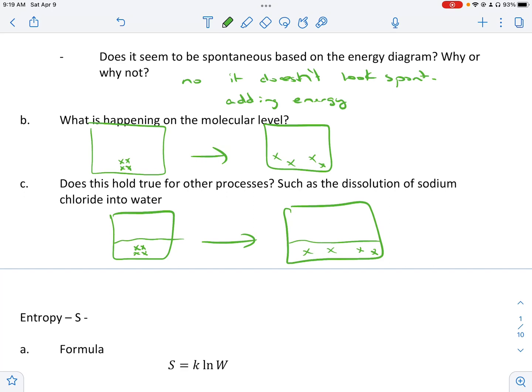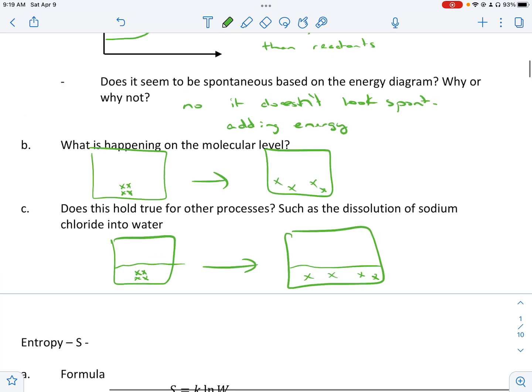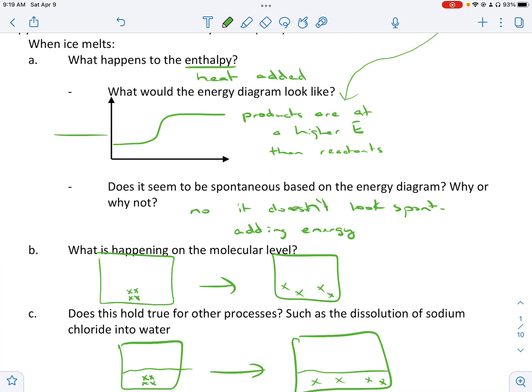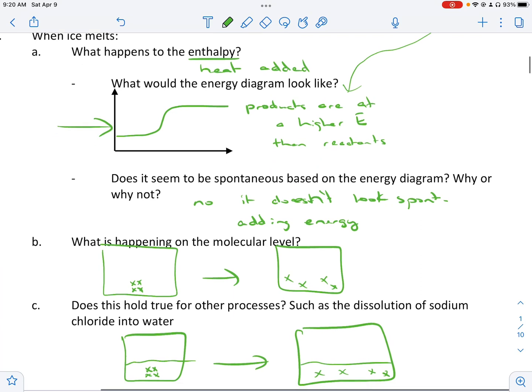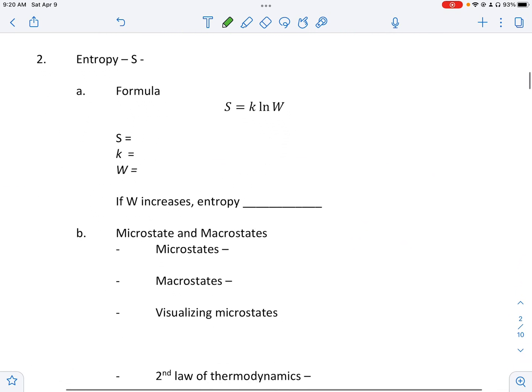There's got to be something else at play than just the energy change, because according to this up here, it doesn't look like it would be spontaneous. And what else is at play is what is called entropy. Entropy is a huge physics topic, but we're going to talk about it in chemistry. And entropy is the amount of disorder.